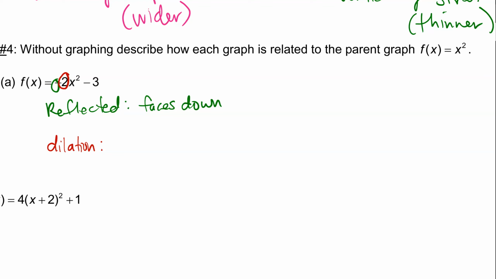All right, so dilation, so I see the 2. Okay, a number bigger than 1. What's happening? It's getting thinner. And if it's getting thinner, it's being vertically stretched.